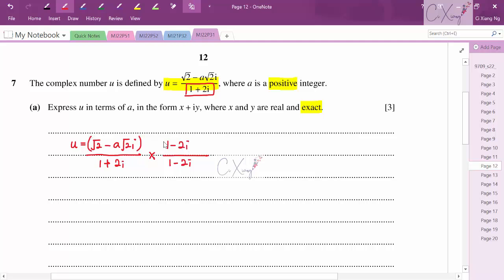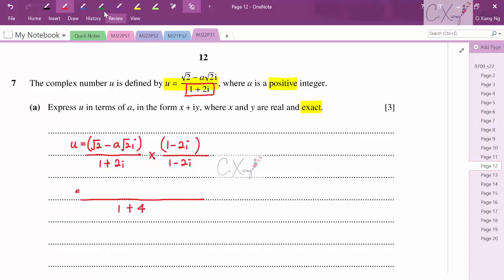This is what we call rationalization. So we try to simplify it. For the denominator, if we expand it, we have 1, and then plus 2i minus 2i cancel off, and 2i multiplied with 2i gives 4i squared. So negative 4i squared becomes plus 4.